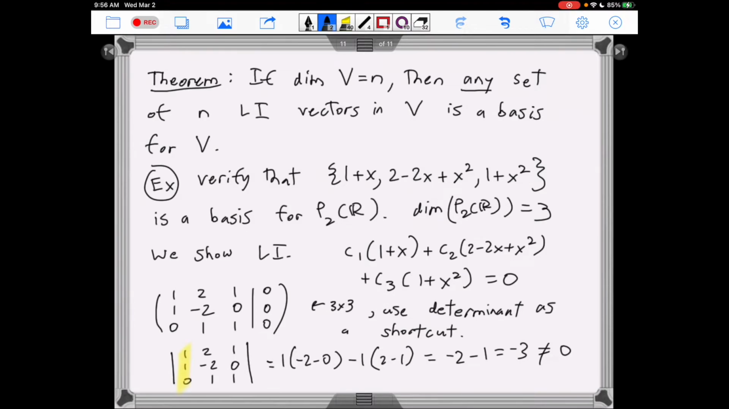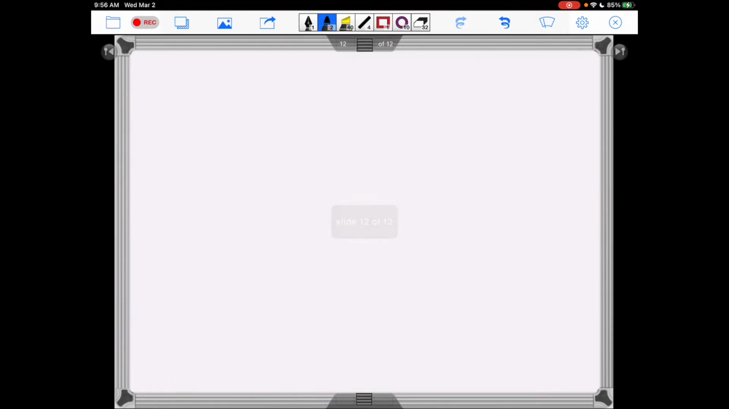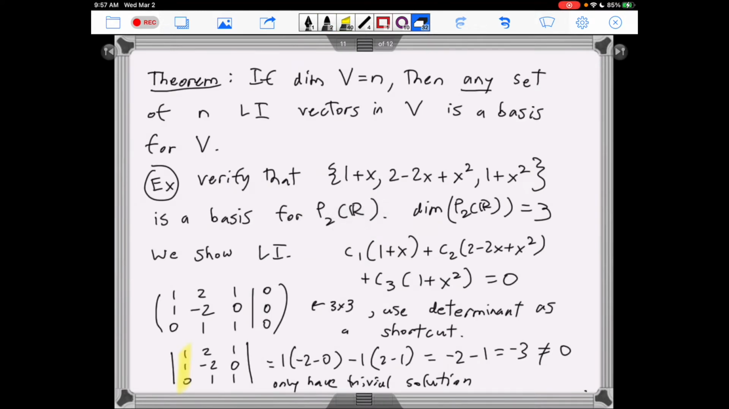What does that mean? This means we only have the trivial solution. I'm running out of space here, so I'll write it on the next page. We only have the trivial solution, so this means they are linearly independent since the size of B is equal to 3. Actually, did we call that? We didn't give that set a name. How about, let's just call it S.